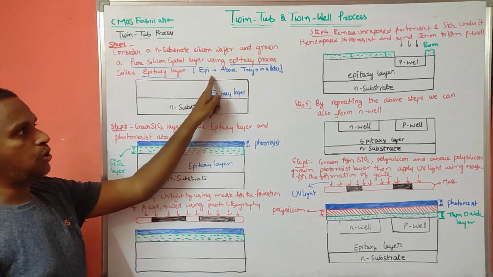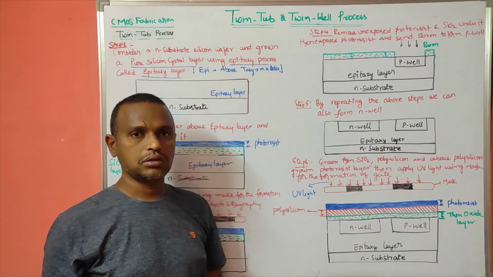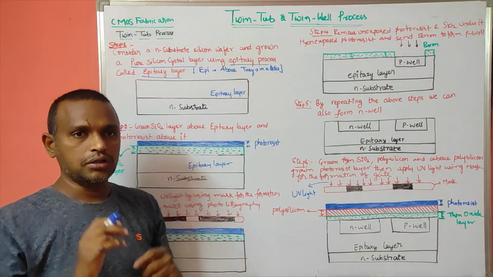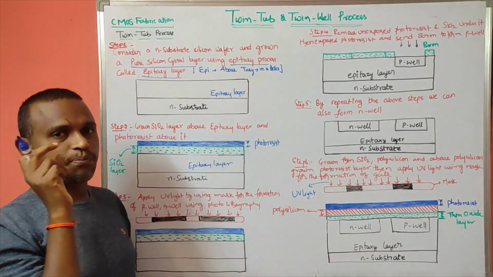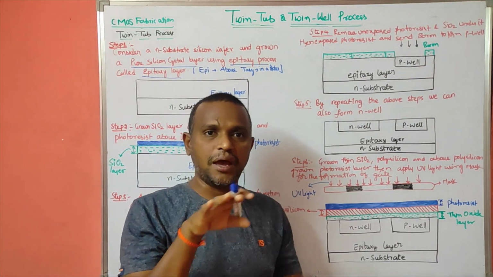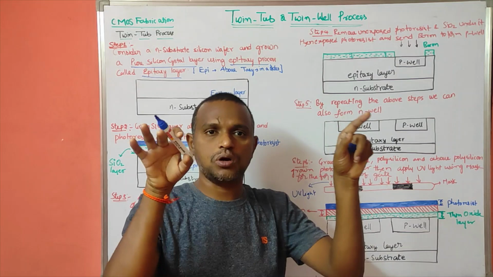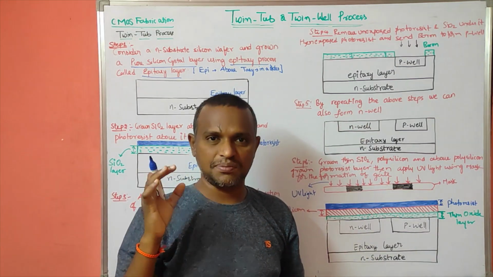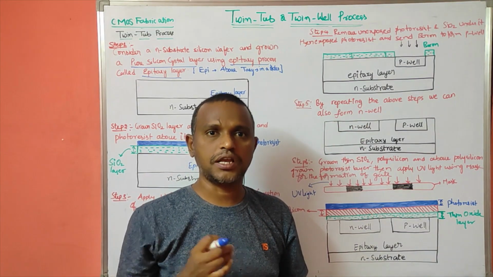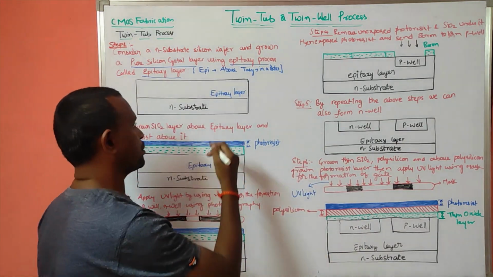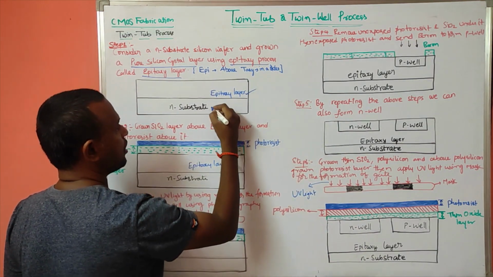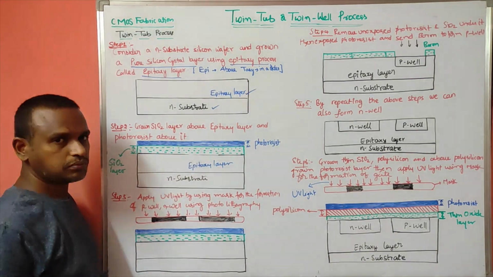Epi means above and taxy means in an order. So in an order, right? That is what epitaxy means. By using the epitaxy process, I am placing an epitaxy layer, growing an epitaxy layer on the N substrate wafer, the silicon substrate wafer. That is the first step we have. So this is the epitaxy layer region and this one is the N substrate.